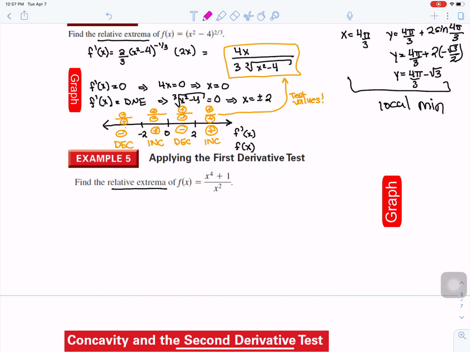And then now we can say local max at, so this is going down and up, so that's a min. Up and down is a max, so local max at 0. When x is 0, I sub it into my original function to get the y coordinate.